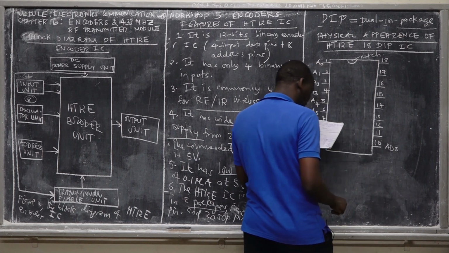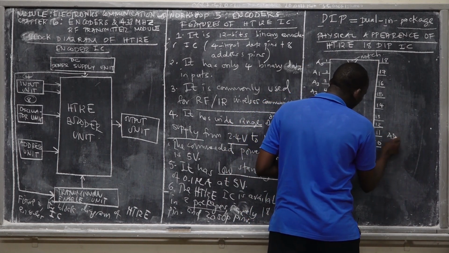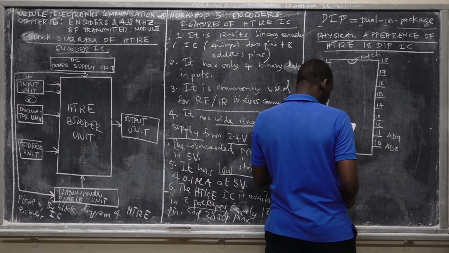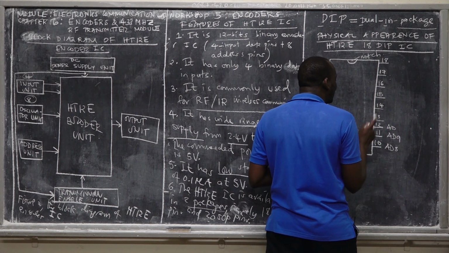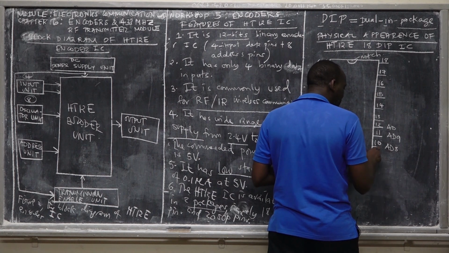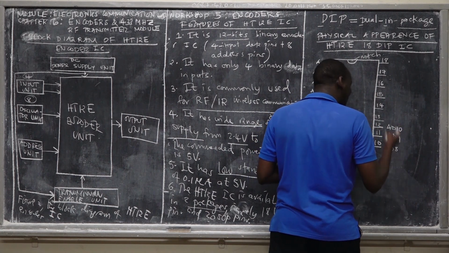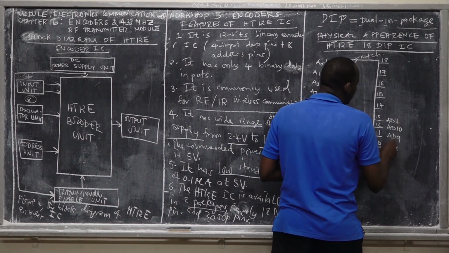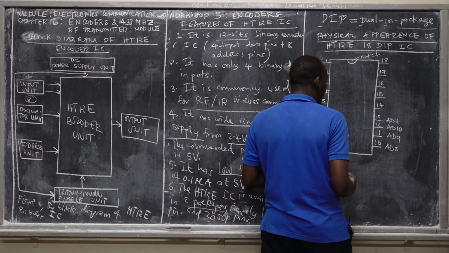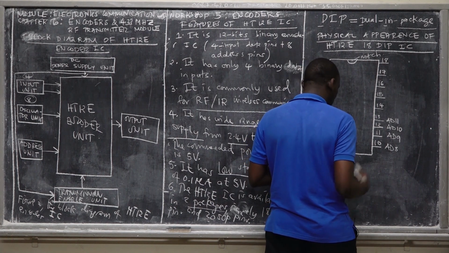Say AD8. Say AD9. My dear students, I tell you that this week you are going to build a transmitter by using this encoder. So listen to this information, ask questions. I invested more than 500,000 to make sure that I facilitate this practical for you.